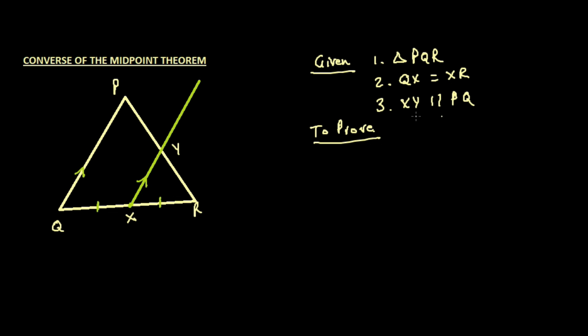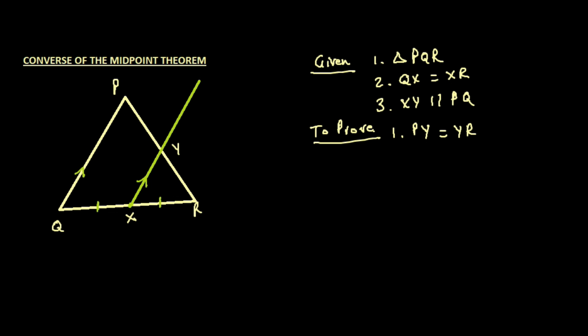We need to prove that this point Y divides the line segment PR, or the side PR, into two equal parts. So we have to prove that PY is equal to YR. Now you remember how we proved the midpoint theorem: we drew a line parallel to one side of a triangle, and somehow proved it was a parallelogram, and it turned out that there were two triangles. We proved them congruent, and thus we arrived at the solution. So we are going to try the same method right now.